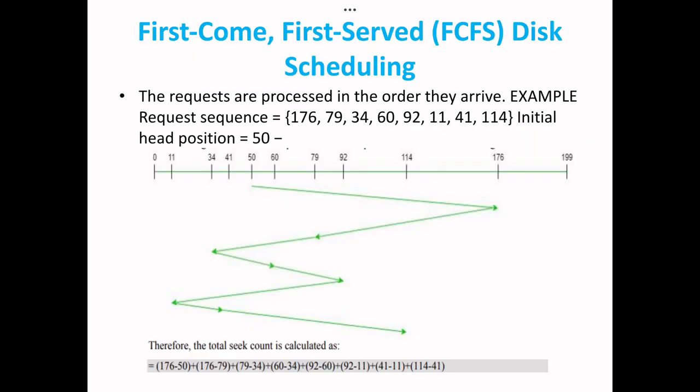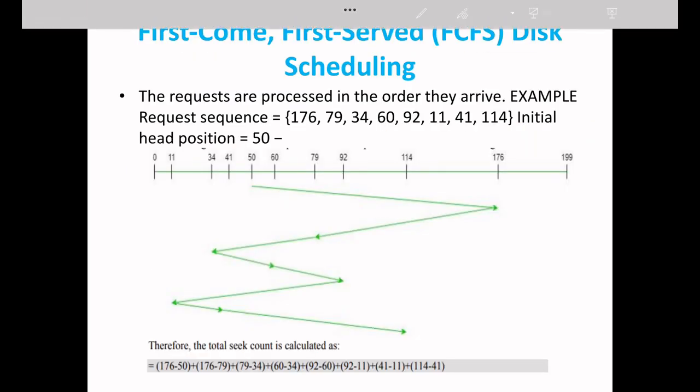Okay, so we will start from here. Now the first question. This was the first disk scheduling algorithm, named FCFS disk scheduling. So what is the meaning of this? The requests are processed in the order they arrive.